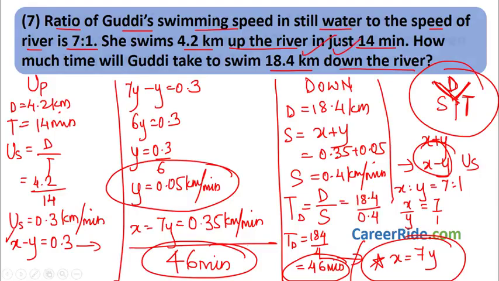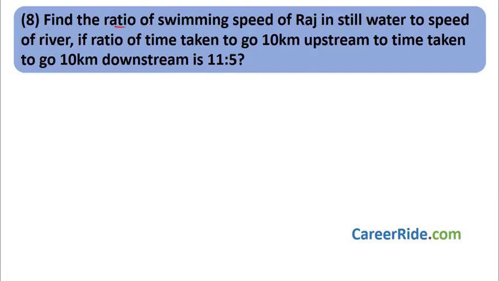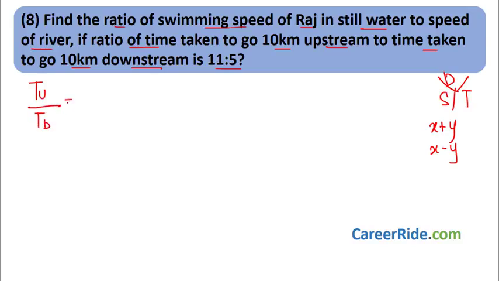Moving to question number 8. Find the ratio of swimming speed of Raj in still water to the speed of river if the ratio of time taken to go 10 kilometers upstream and time taken to go 10 kilometers downstream is 11:5. Now over here we have speed, distance, time, so we have our DST, we will also have our x plus y and x minus y. Now what they have given is that the ratio of time taken to go upstream to time taken to go downstream is 11:5.